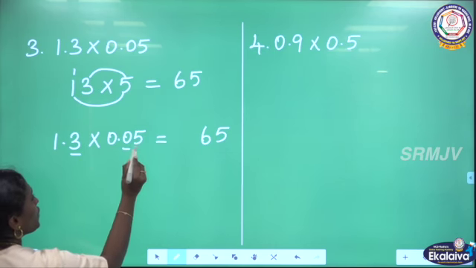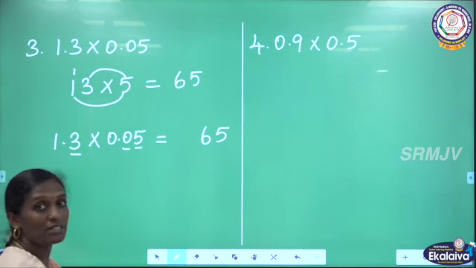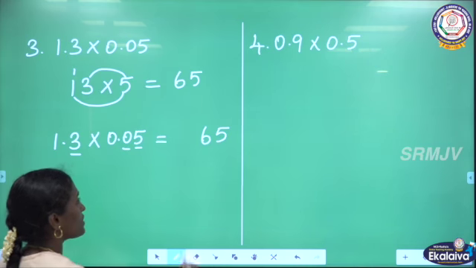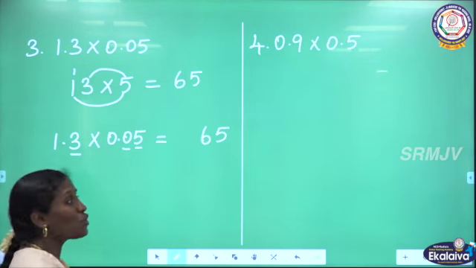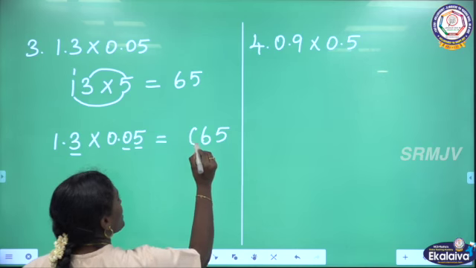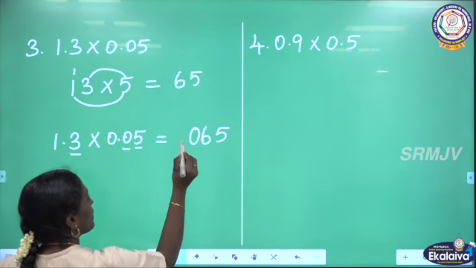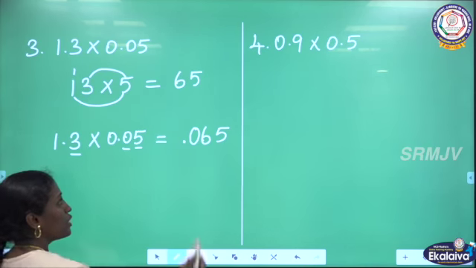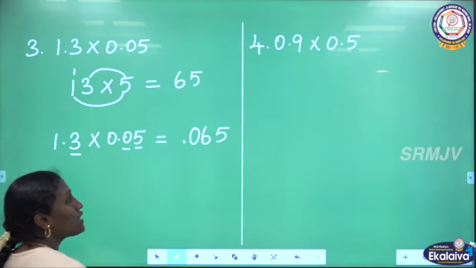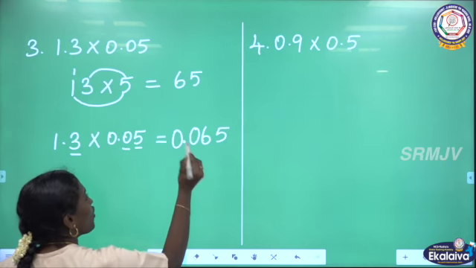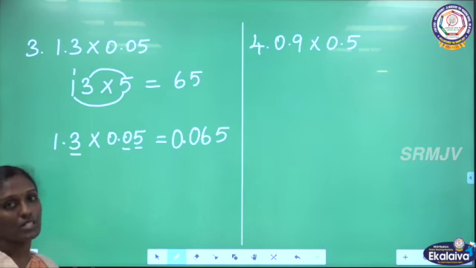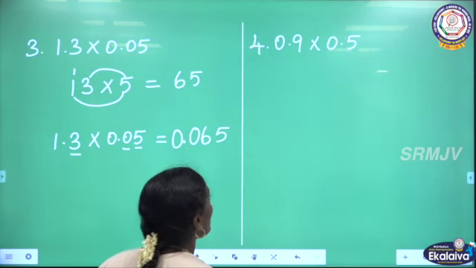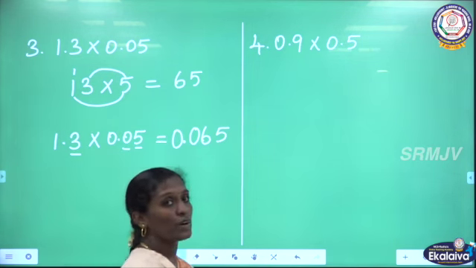We got 65. Okay, here how many decimal places? 1, 2, 3. So in answer we need 3 decimal places, but we are having only 2 digits. For the one more digit, I am going to add a 0 in front of 65. Then we have to keep the decimal point. Now 1, 2, 3. 3 decimal places, the whole number part 0. So this is the answer 0.065.